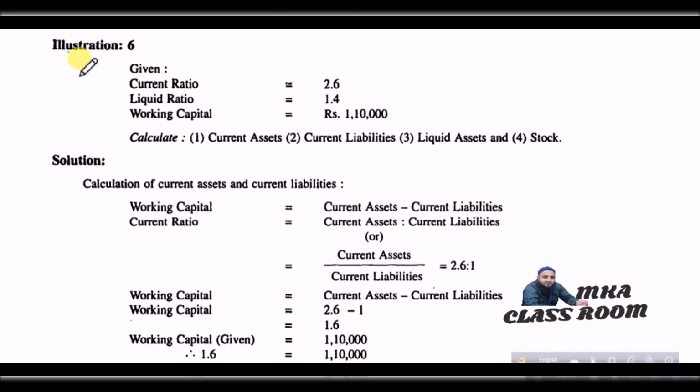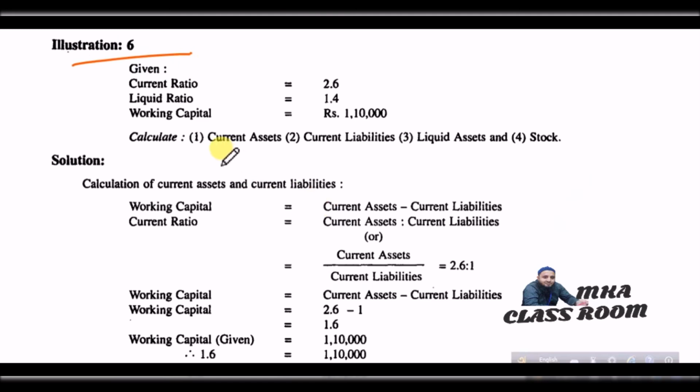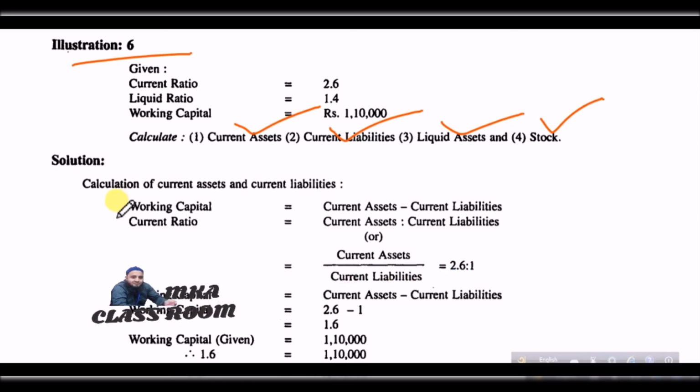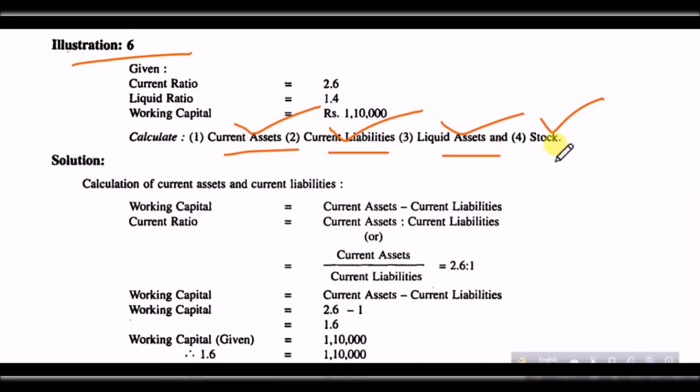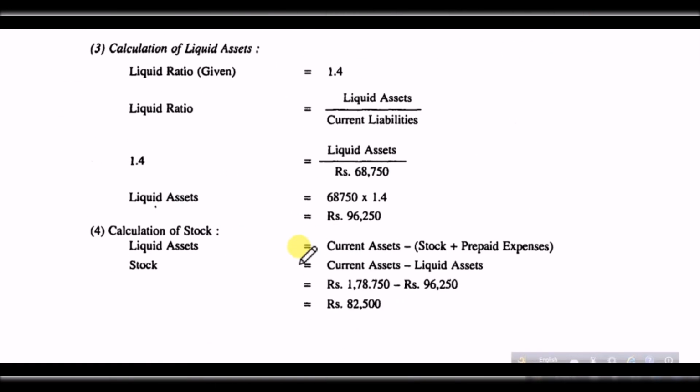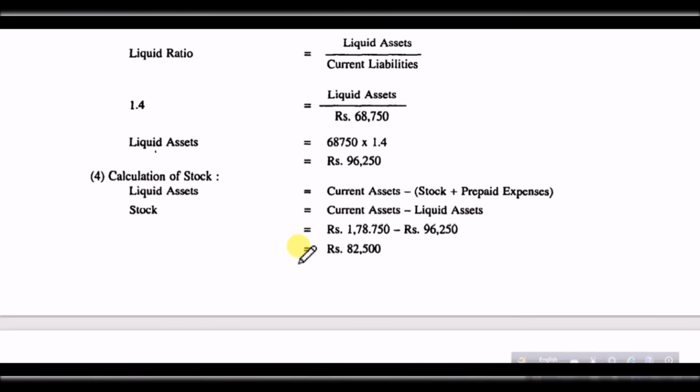Then example 6 or illustration 6. Here also we have to calculate current assets, current liabilities, liquid assets, and stocks. And we have already learned the current ratio, quick ratio, and absolute ratio. So using these formulas, it is easy for us to calculate current assets and current liabilities in this way. Then here are the solutions you will see. Then you have to practice this problem.